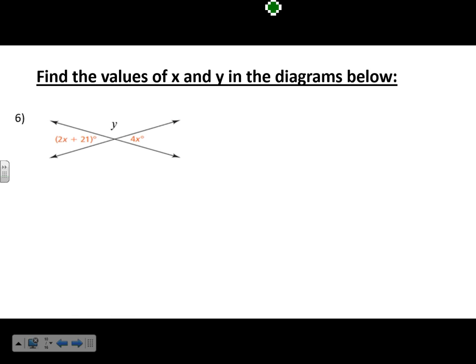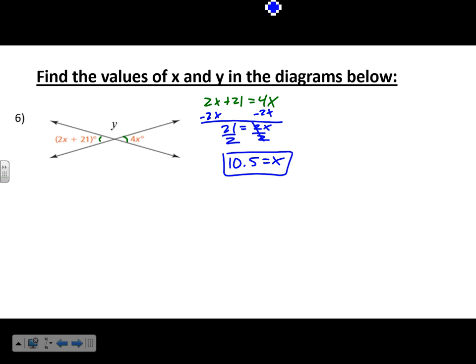So the biggest thing with y, we can't solve that right now because we don't know a lot of information. But these angles are vertical angles, so they're congruent. So we can start out with 2x plus 21 is equal to 4x. This is looking a lot like a question we had last chapter. So subtract 2x. We have 21 is equal to 2x. Divide both sides by 2. 21 divided by 2 is 10.5. 10.5 is equal to x. So we solve for x.